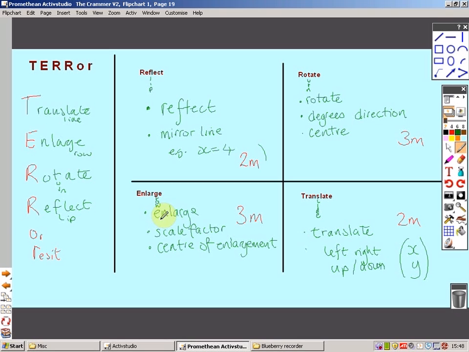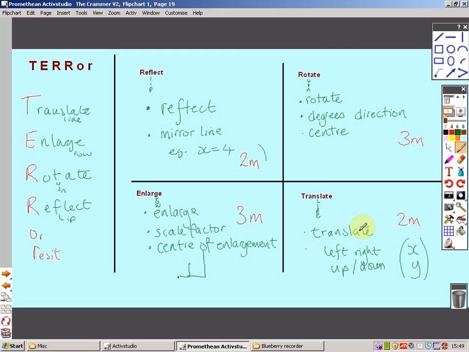Enlarge. Grow. Shape gets bigger. May also get smaller, but just think it's getting bigger. You need a scale factor, how many times bigger, and where the center of enlargement is. Where is it all growing from? If you get that, you've got your 3 marks. This center of enlargement is where you start your walk from. You may have a point and you're going to walk 2 up, 2 across, 3 up. If the scale factor was double, you'd walked 4 across, 6 up. That whole walking idea.